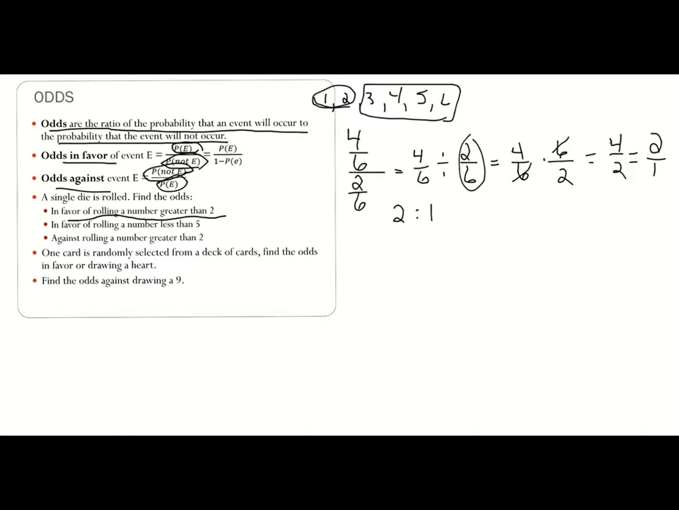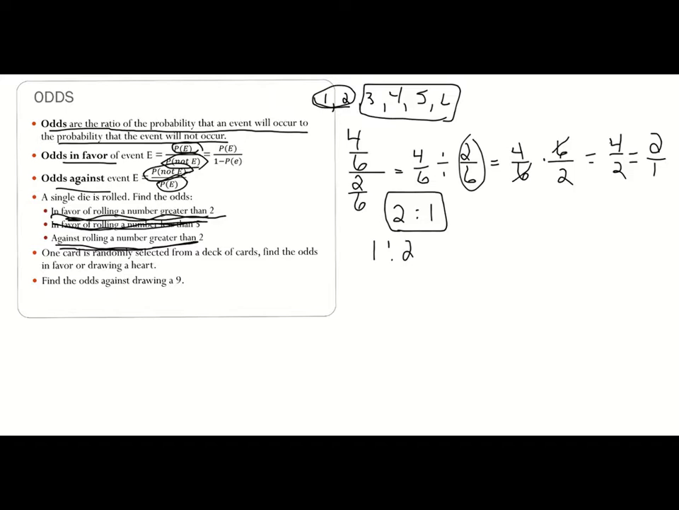Let's see here. I'm going to skip this one because it's going to be the same as above. If we look at the odds against rolling a number greater than 2, here we had in favor of rolling a number greater than 2, and then you have against. To do the opposite of this one, all you do is take the reciprocal. So this is the odds in favor. The odds against would be 1 to 2. You really just take that reciprocal.